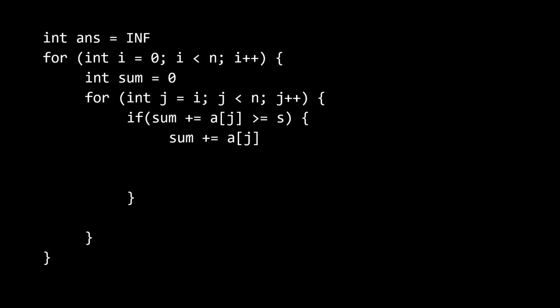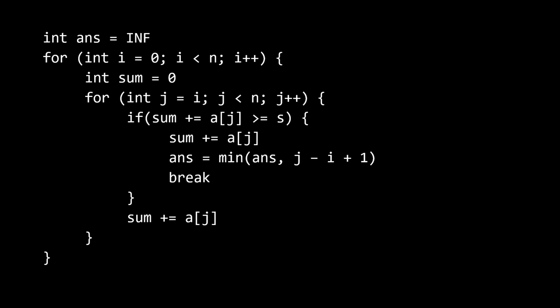And so if we can stop there, we're going to say sum plus equals aj. We can add that to the sum first. And then we're going to calculate the minimum: what is the minimum subarray size such that the sum is greater than or equal to s? And now that I found it, because adding any more values from later on doesn't do anything, we can just stop and break. And otherwise, if the sum plus aj is less than s, then we can just add it.